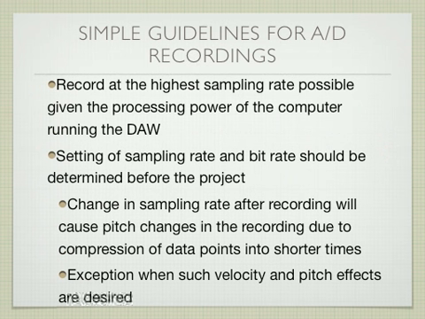Here are simple guidelines for the analog to digital conversion process. We know that we have to record at the highest sampling rate possible, given the processing of the computer. What this does is give you more leeway when you are doing post processing, because you already have a larger sample headroom to play with. Recording at 44.1 versus 48 versus 96: at 96, you're recording more audio samples and sampling more data points, so having more data points gives you more leeway to edit.